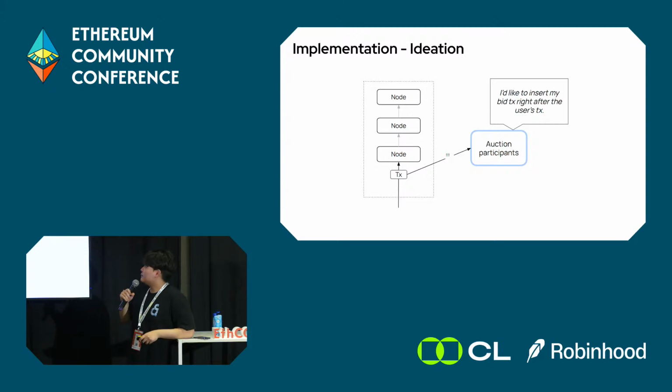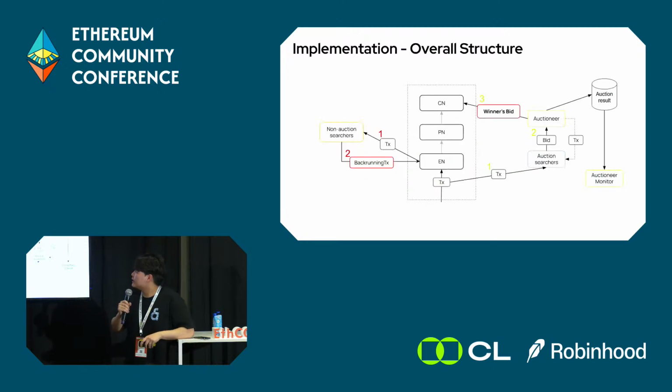So, yeah, this is the basic idea of when a transaction enters the network, then the auction participant, who is actually a searcher or arbitrager, once they find a profitable transaction, they like to insert their transaction right after the user transaction, like the backrunning case. Actually, we do not explicitly allow the frontrunning feature, to reduce any attack and any suffering of the user. Anyway, this is the overall structure. So you can check the red number and the green number.